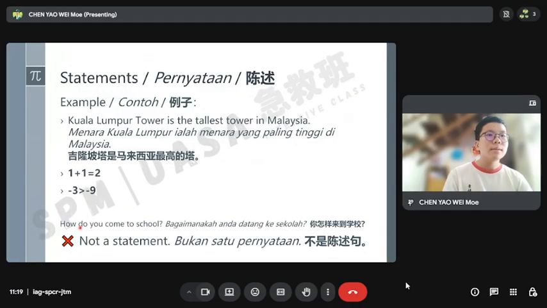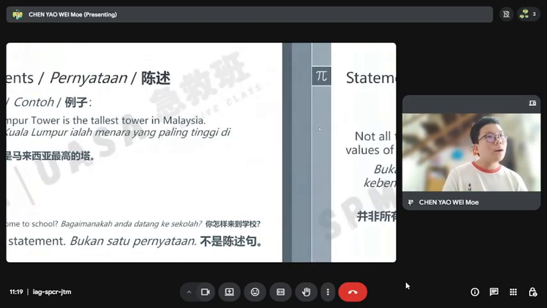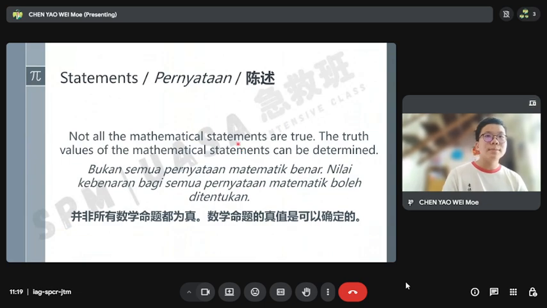How do you come to school? It's not a statement because it is a question. You didn't give me the answer, and I cannot read your words to determine the true value. So not all mathematical statements are true, but the true values of mathematical statements can be determined. Today we say statements are true or false.